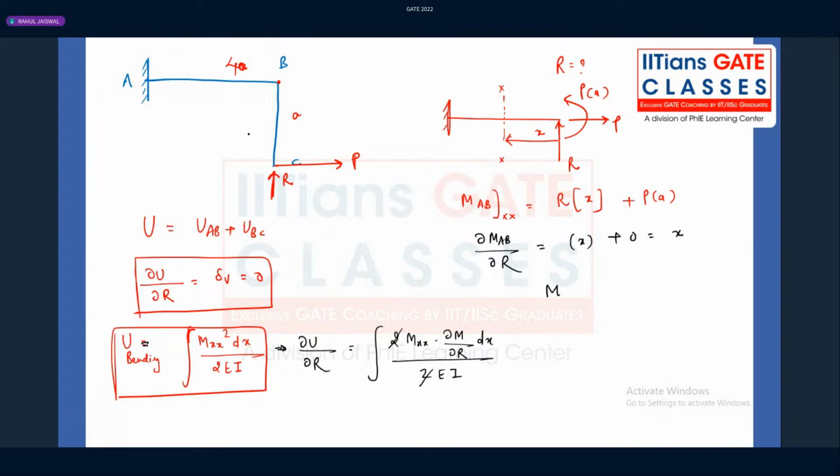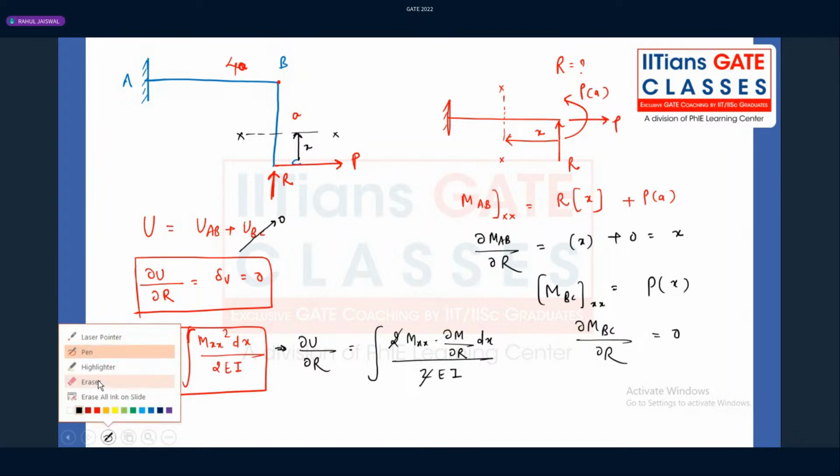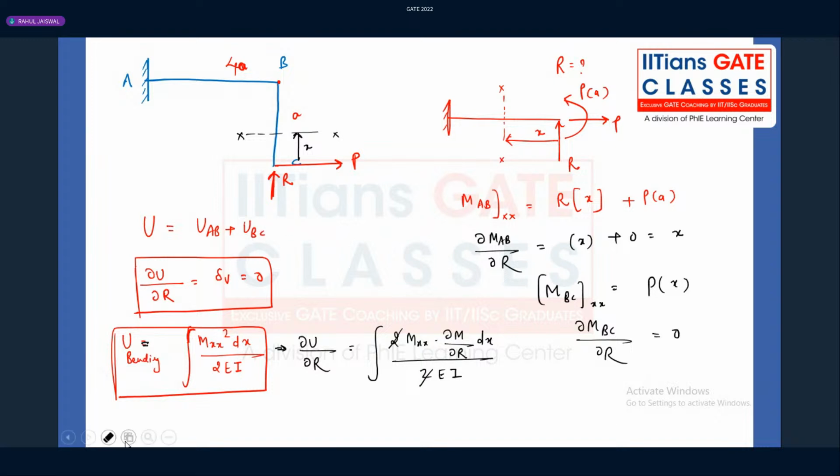What about the moment in the member BC at a distance x? Tell me, guys. P into x. But if you differentiate it with respect to R, you will get 0. So what about the BC term, guys? The BC term will be 0. I'm saying strain energy will be there, but why will this term be 0?